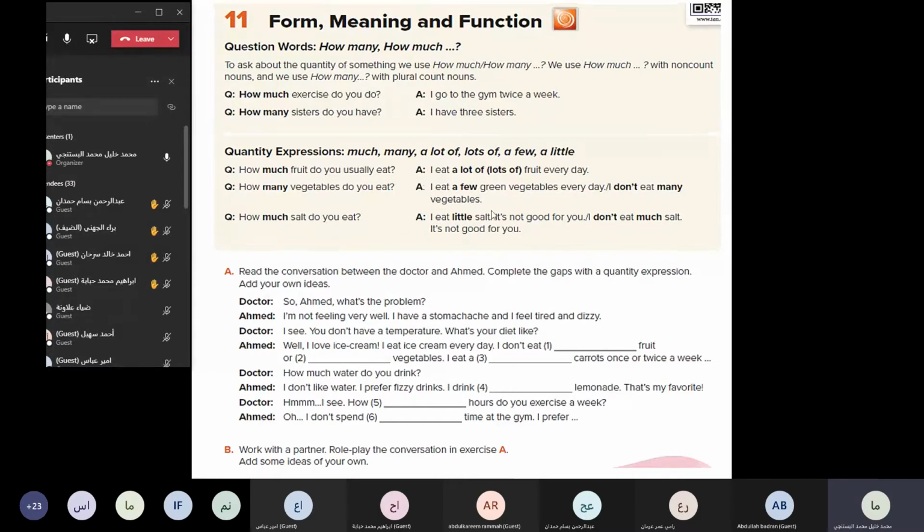A few and few. Look here, I eat little salt. It is not good for you. Little. Not too much. Not enough. I don't eat much salt. Okay, look at the examples here.